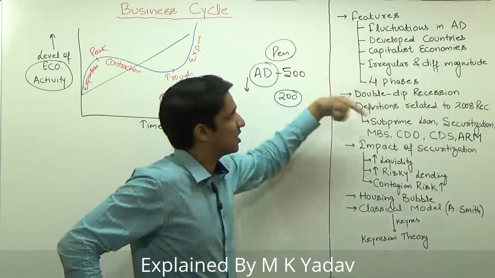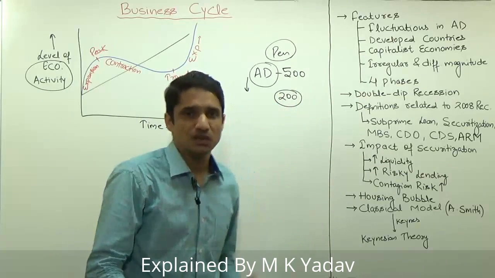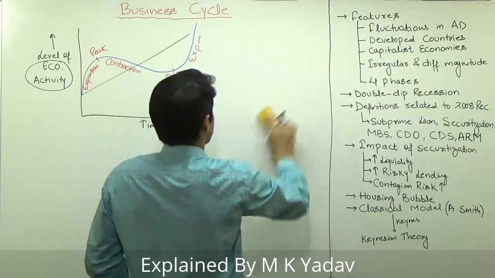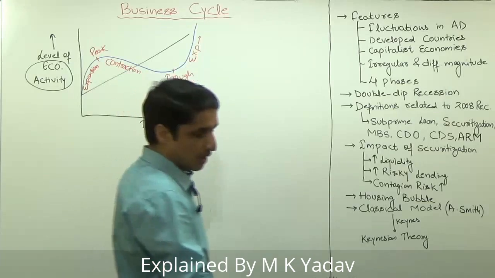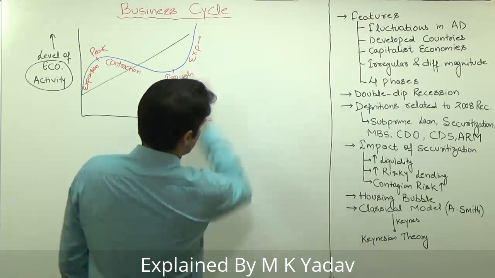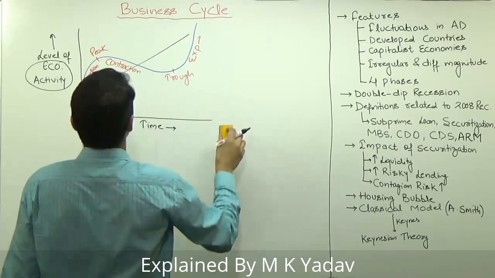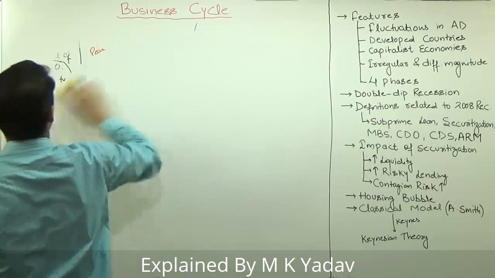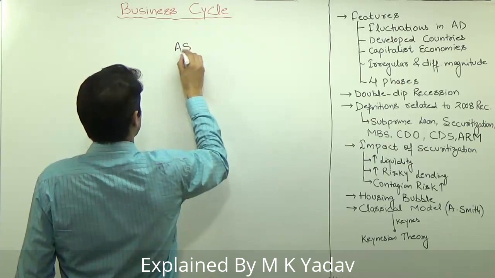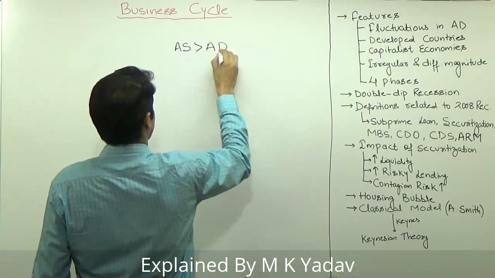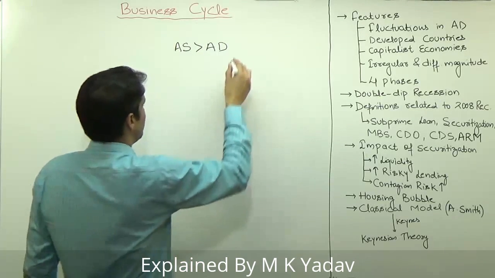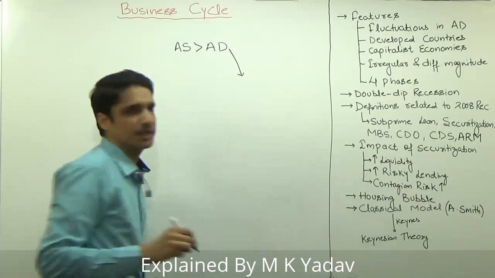Then, it is a characteristic of developed countries. Usually, this contraction phase or recession starts from the developed countries. And why developed countries, why not developing countries? Because we discussed what the reason of recession is. The reason of recession is when the supply becomes more than the demand. When the aggregate supply, the supply of this pen, is more than the demand for this pen, that will be the trigger point of the recession.